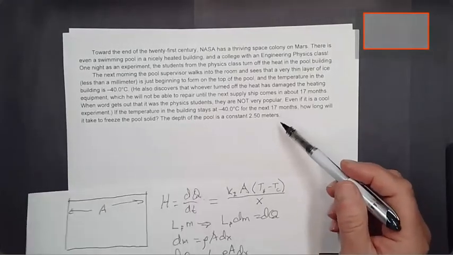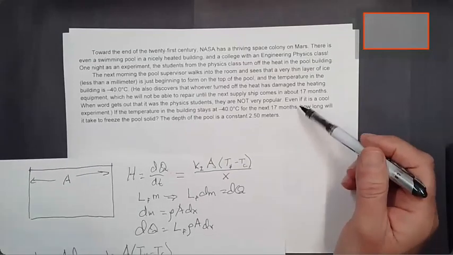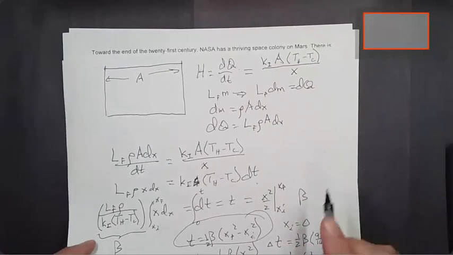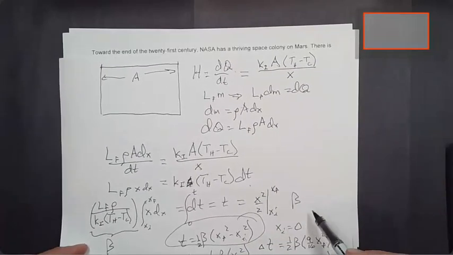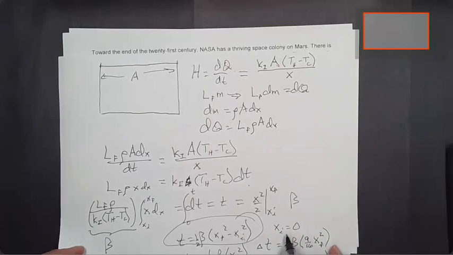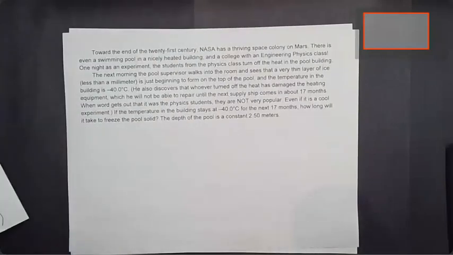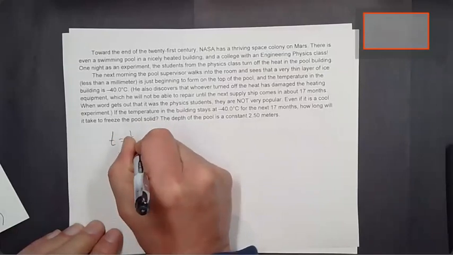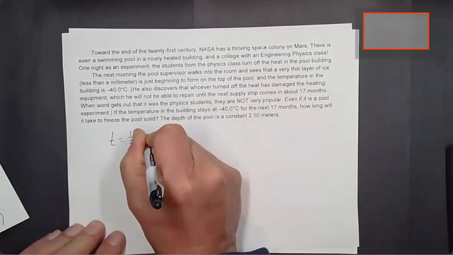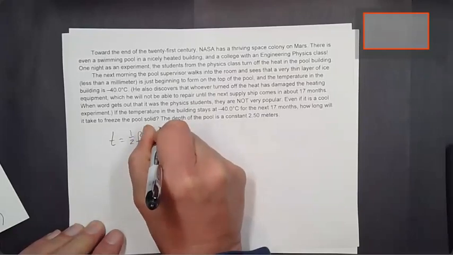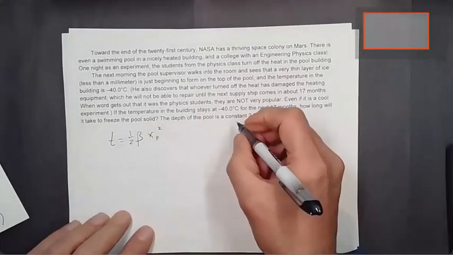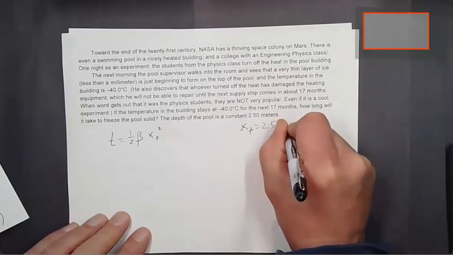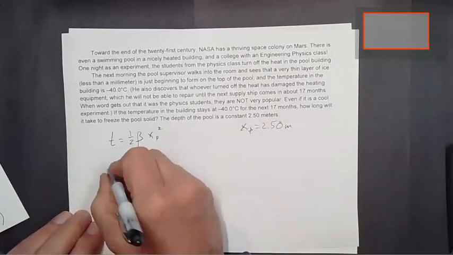And I guess we may as well figure out how long it would take to freeze the pool solid if it would happen. So I think we just need to have x initial be 0 for us. So the time it'll take will be 1/2 beta times x final squared, where x final is going to be 2.50 meters. And we'll have to figure out beta.